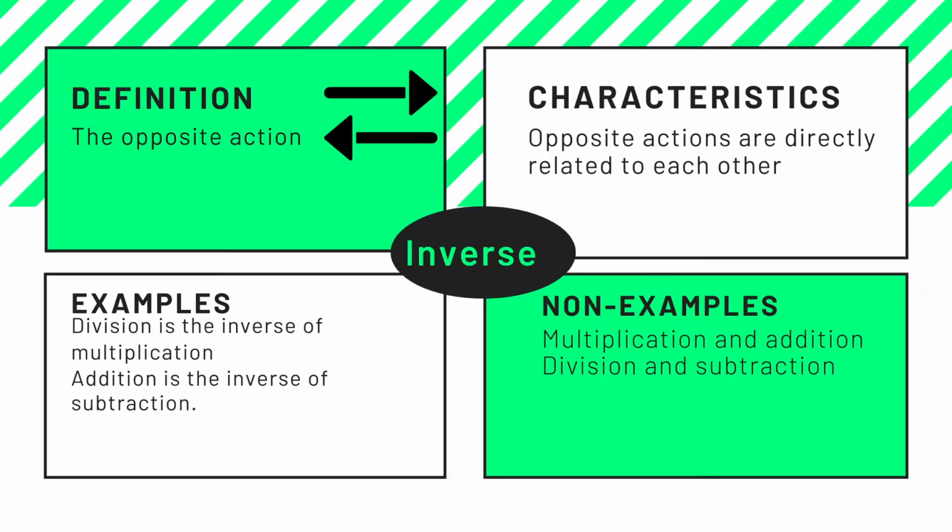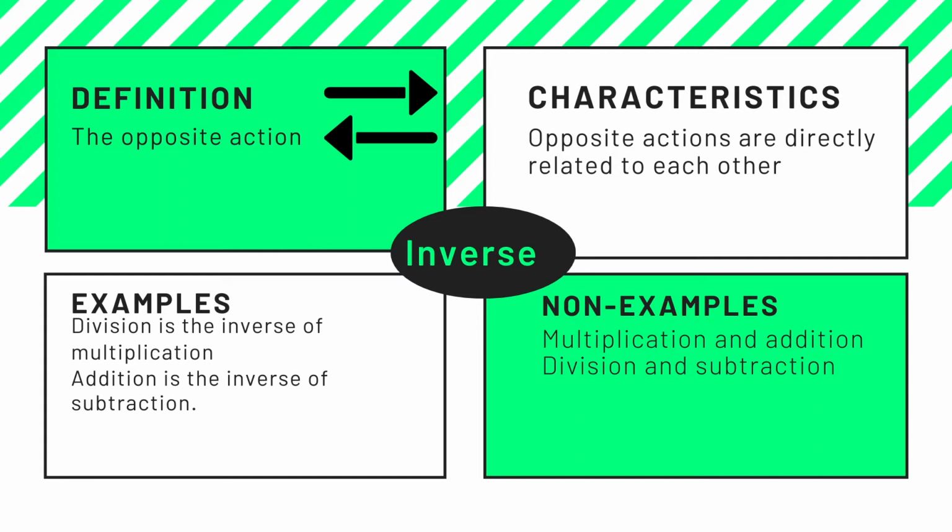Now, let's take a look at our Frayer model to look at this word in a little bit more detail. Now, as I've said, the definition is the opposite action. A characteristic of this is that the opposite actions are directly related to each other. Now, as you'll see from my examples, I've put that division is the inverse of multiplication. Now, when I've said that they're directly related to each other, that means that multiplication is also directly related to division. So if you say that 4 divided by 2 is 2, then 2 times 2 must be 4.